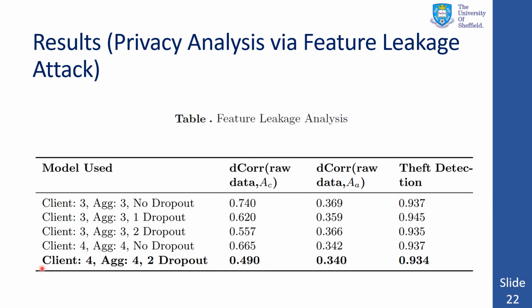So if we have 4 layers at the client side and 4 layers at the aggregator side with 2 dropouts in between, we get a distance correlation of 0.49, which is almost as random guessing, which means there is almost random guessing probability between the raw data and the outputs of the client. And as you can see, the theft detection hasn't been compromised while we're lowering this distance correlation.